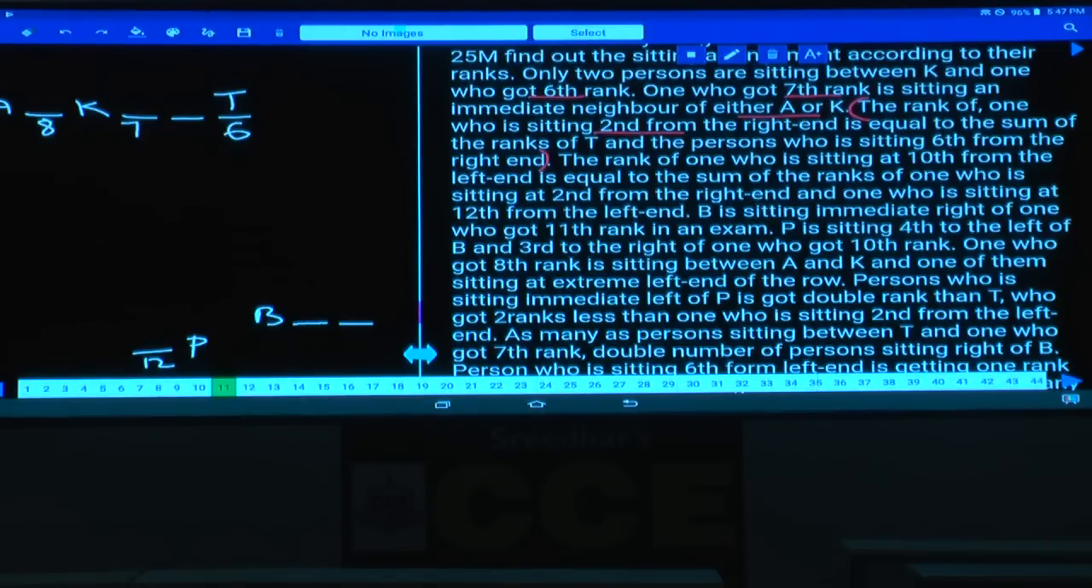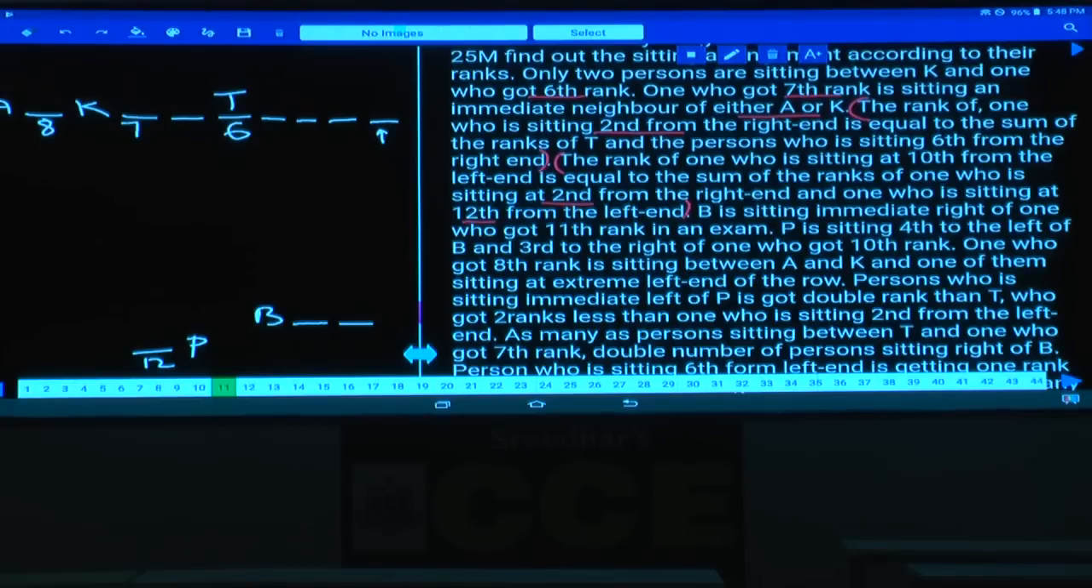The rank of the one who is sitting 10th from the left hand, 1, 2, 3, 4, 5, 6, 7, 8, 9, and here he is talking about this person, isn't it? Now 10th from the left hand is equal to the sum of the ranks of the one who is seated second from the right hand and the one who is seated 12th from the left hand, isn't it? And next one, this one also as of now we cannot take this information.